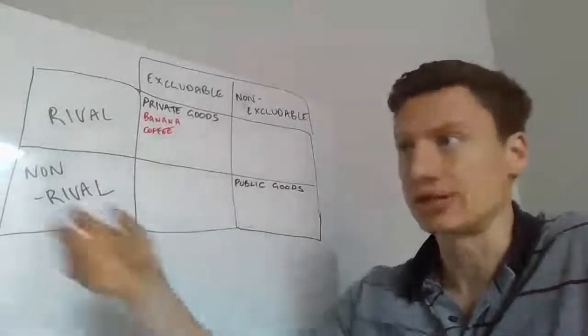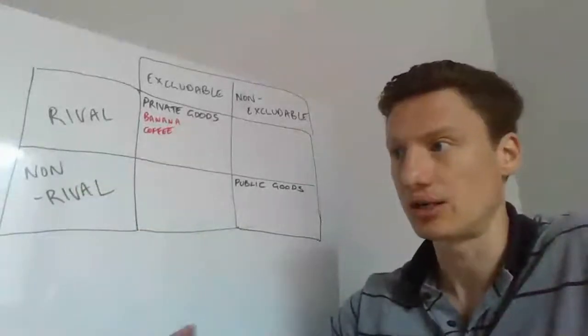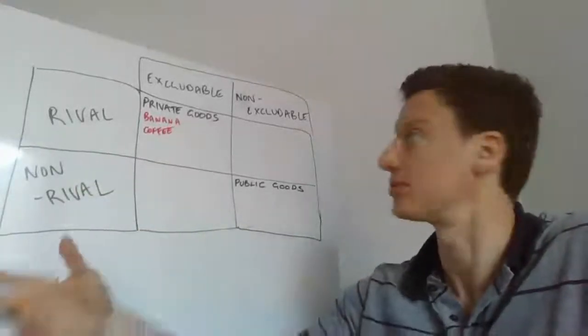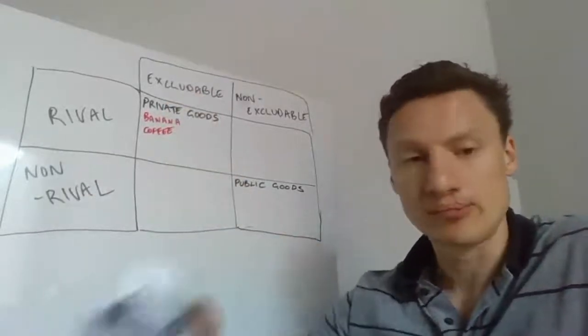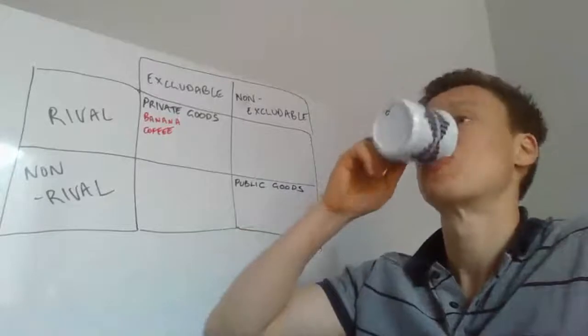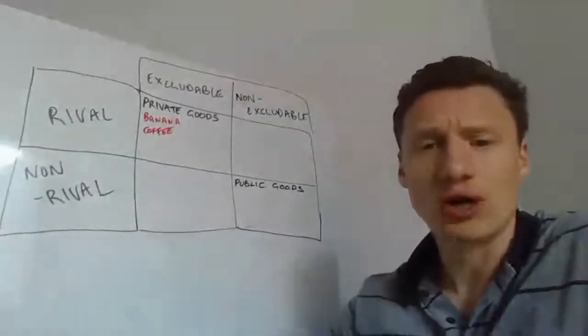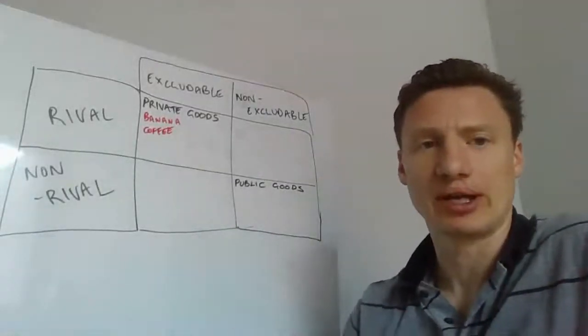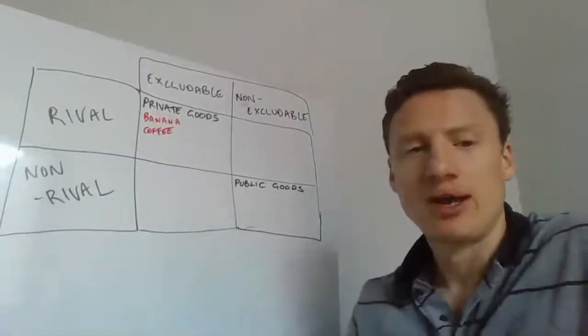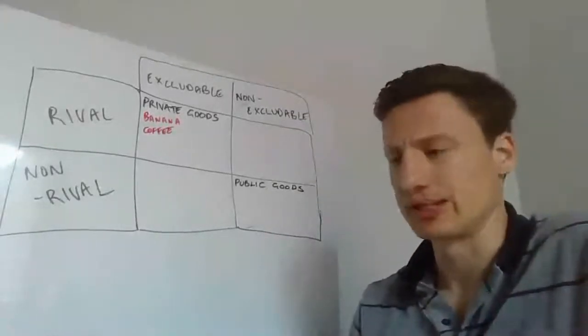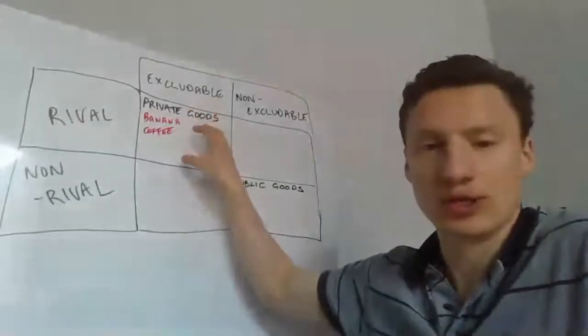Coffee, the same thing. I can't just go to Starbucks and take a cup of coffee. I don't have free access to it. It's excludable. I have to pay for the coffee. And then when I'm consuming the coffee, you can't consume the coffee at the same time. There isn't one for you now because it's empty. But similarly, we couldn't consume at the same time. So that's why those two would fall into that quadrant.